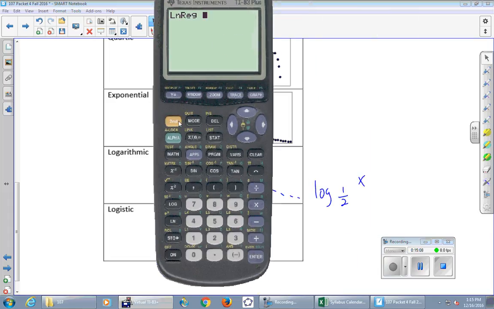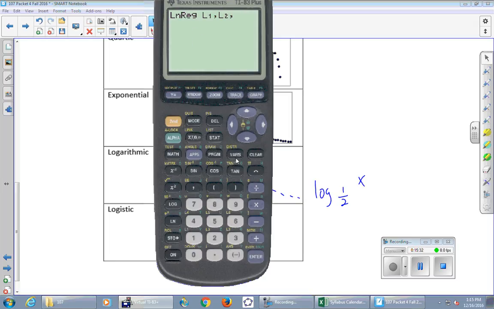And we hit enter, and we just have to tell it where the data is. Again, the instructions are in your packet. And then I want to tell it to graph the log function. I don't want it to just tell me the equation. I want to see the picture along with the data so I can judge if it's a good fit. And so I needed to say Y1 right here. That's my way of telling the calculator to put the equation it's about to come up with in the Y equals.